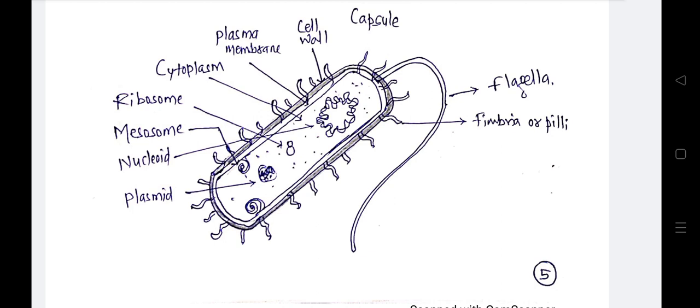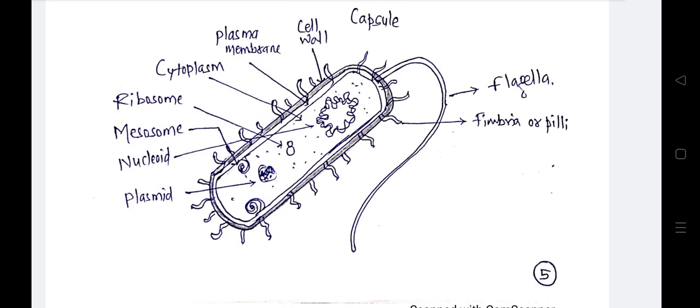So the ribosome present in the bacterial cell is the 70S ribosome. It is made up of a 50S larger subunit and a 30S smaller subunit. The next is the mesosome. So look at the mesosome.